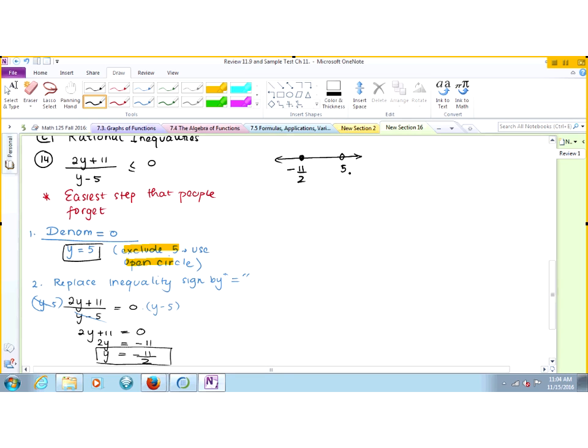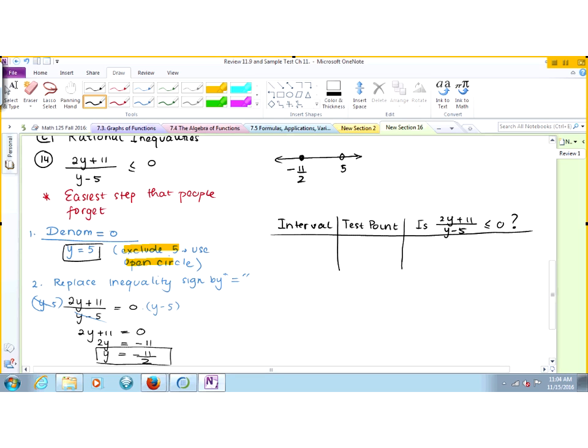No. Why not? Is this a square? No, this is not a quadratic function. So do I know the graph? No. So this is when we use the interval again, right? So interval, and then test point, and then the next one is the question: is (2y + 11)/(y - 5) less than or equal to 0? Yes or no? So this is a yes, no, yes, no, yes, no.